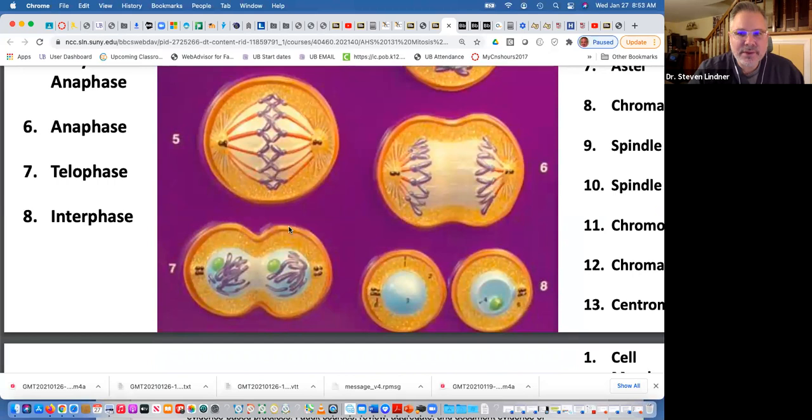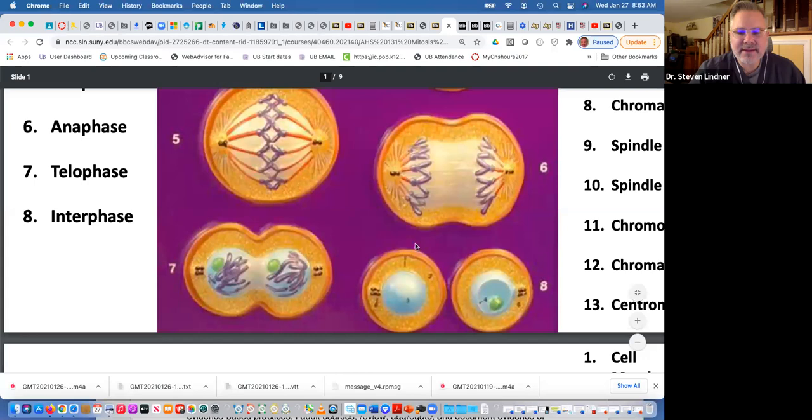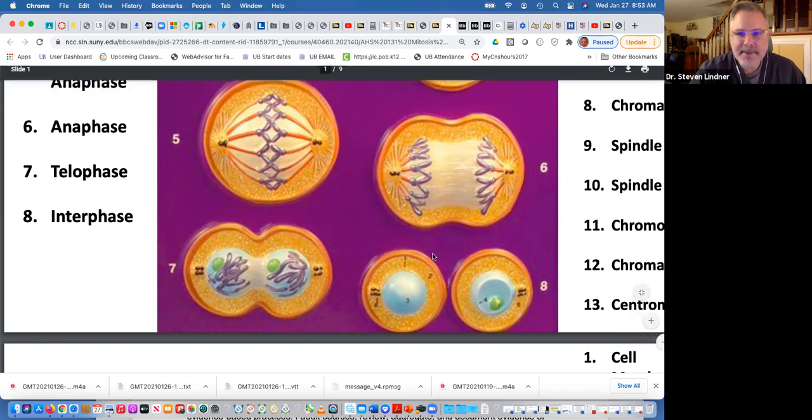And now you can really see the invagination that's taking place on both sides. You can really start to see the two cells that are starting to kind of pinch off, but not quite there. That's telophase. Once they fully invaginate and fold in, you get your two separate cells. Okay, and that's your interphase. This is where cells spend most of their time, according to that video that we just watched.